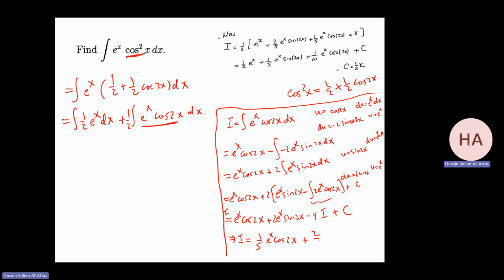2 over 5 a e^x sin 2x. C over 5, which is only c. So that gives me what? Let me take half outside. I have e to the power x plus 1 over 5 e to the power x cosine 2x plus 2 over 5 e to the power x sine 2x plus c, which is this one. Just another way: open it down and multiply by half.